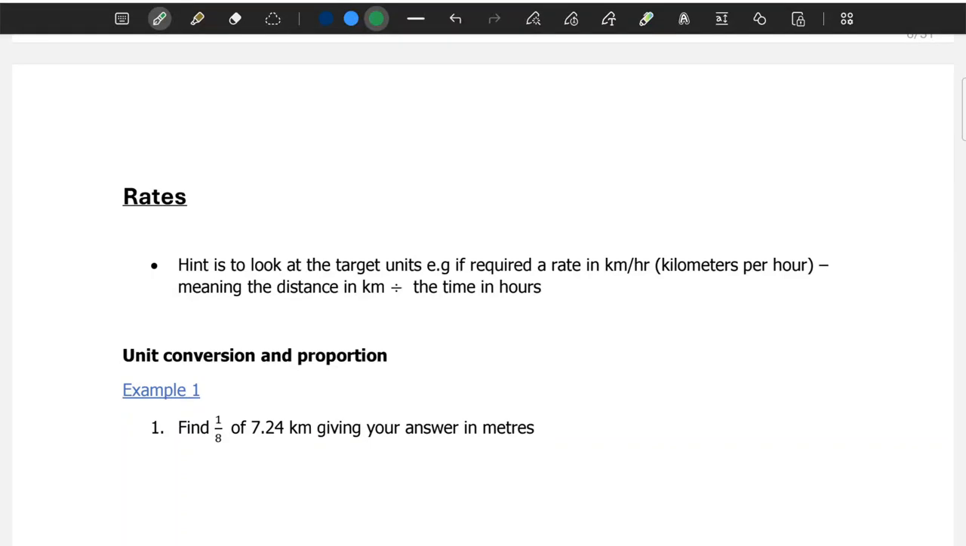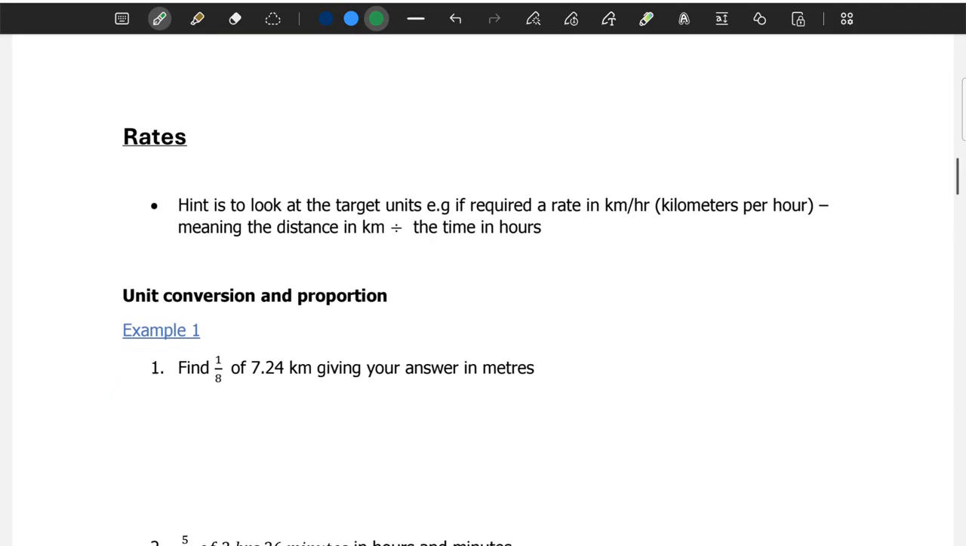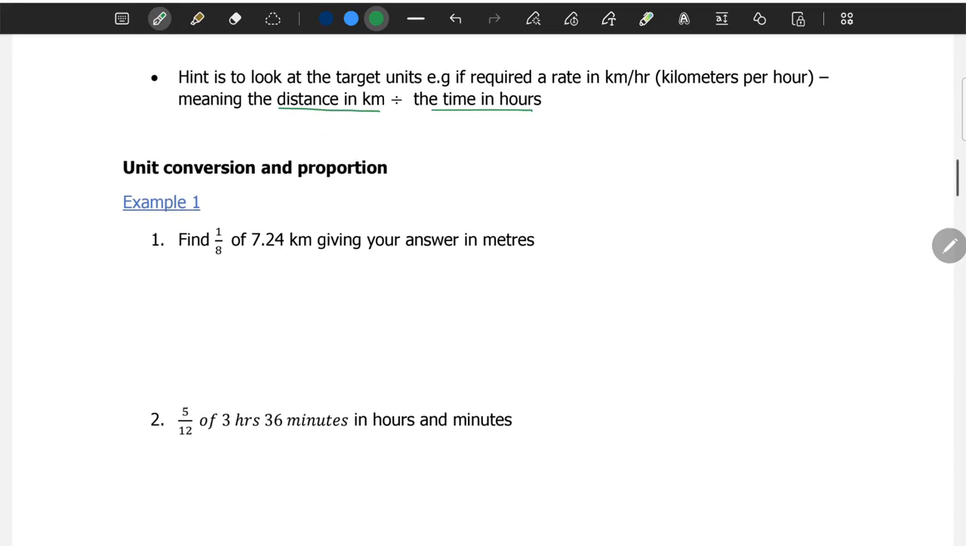This video is a continuation from the previous chapter, which was looking into ratios and rates as part of that. So when looking at rates, the hint is to look at the target units. For example, if a rate in kilometers per hour is required, that means that the distance should be in kilometers and the time should be in hours. So look out for what units you're required, and that usually guides you to what you're supposed to do.